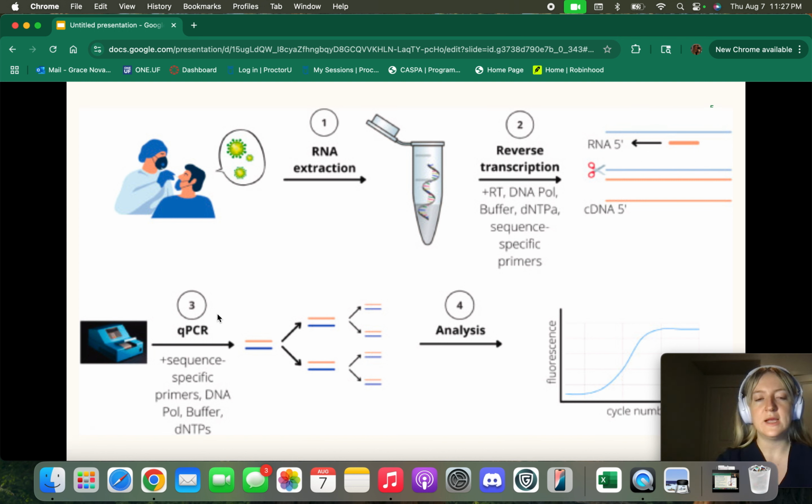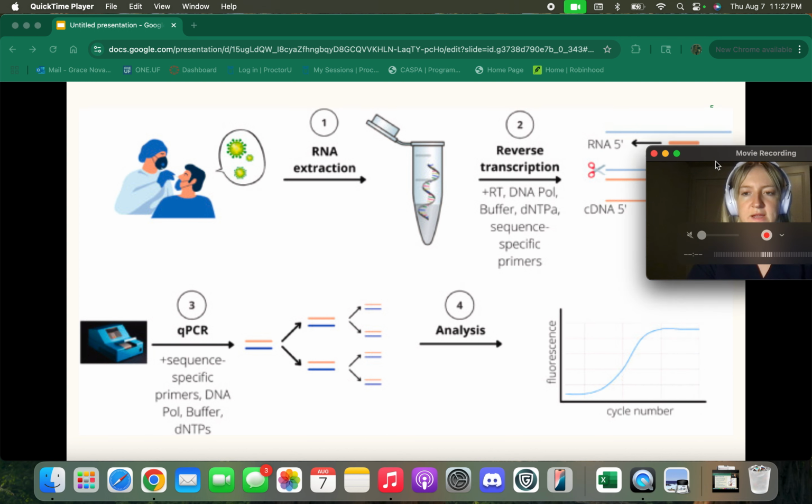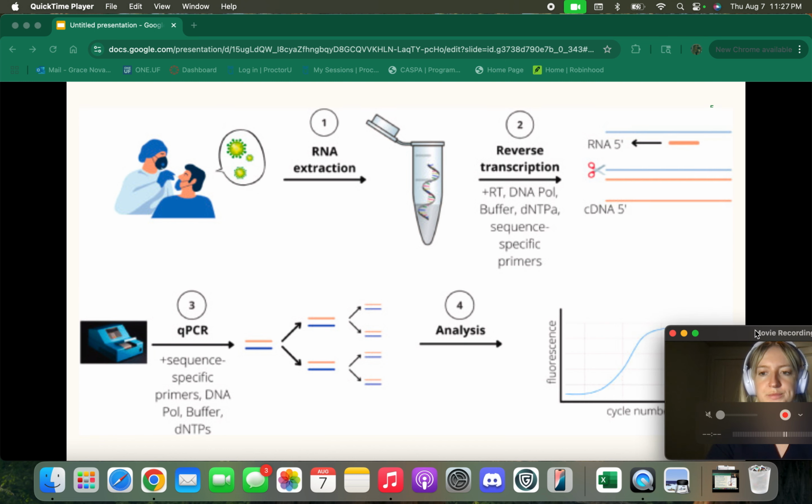So from here, it is amplified, it is tested, including different buffers, and this can also be evaluated in different ways through different dye systems. And as this goes through, we go through the analysis, which I will talk about in the next slide, but as we can see here, the analysis is between the fluorescence and the cycle number.